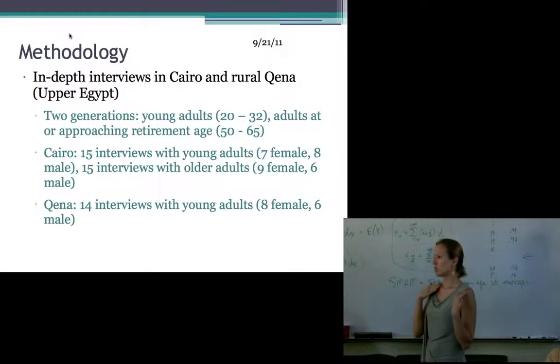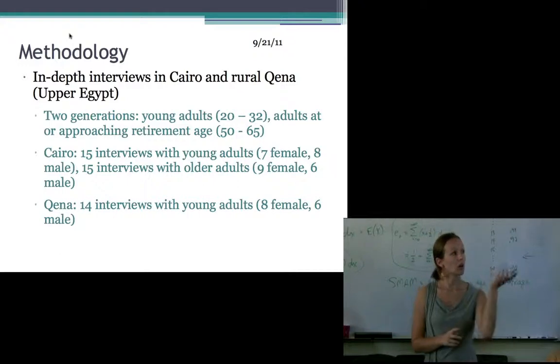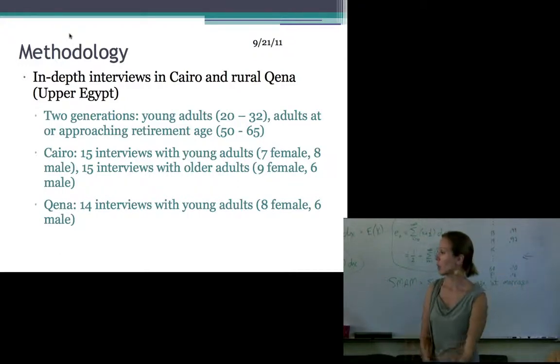And there's a lot of evidence that the way young people get into the labor market these days is by taking an informal job and then moving from informal job to informal job in an attempt to eventually get some kind of secure status. So we're focusing mainly on that generation, and then as a comparison point, I added interviews with adults who are at or approaching retirement age, so 50 to 65.